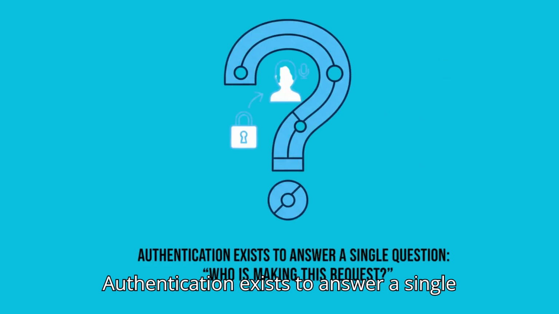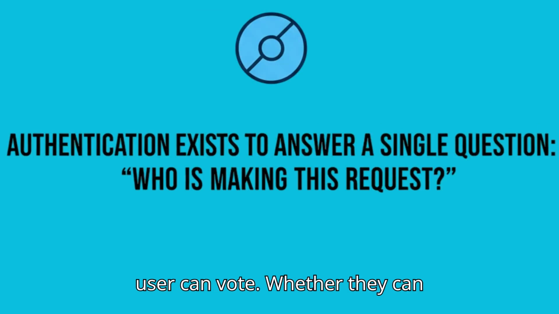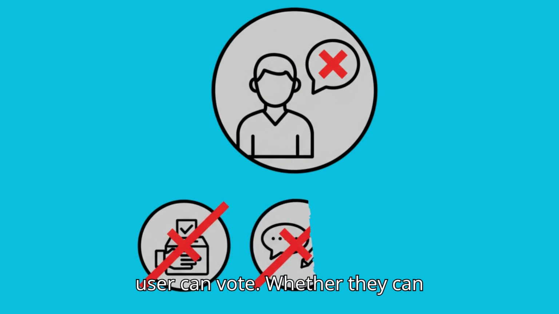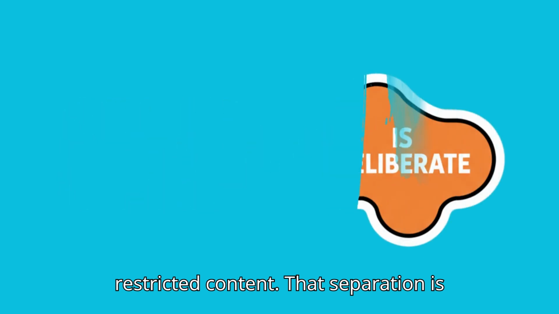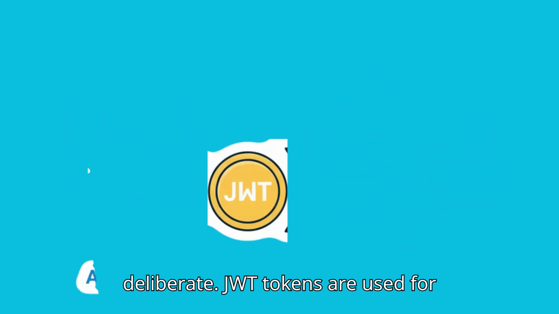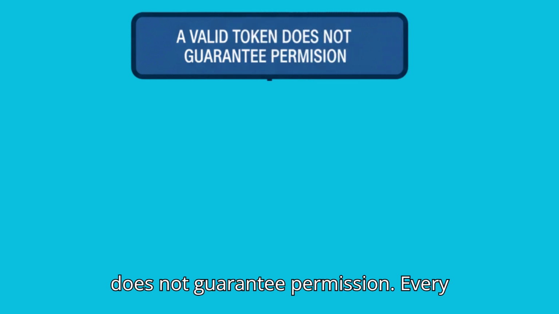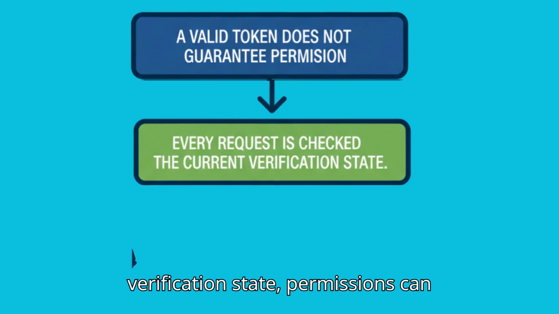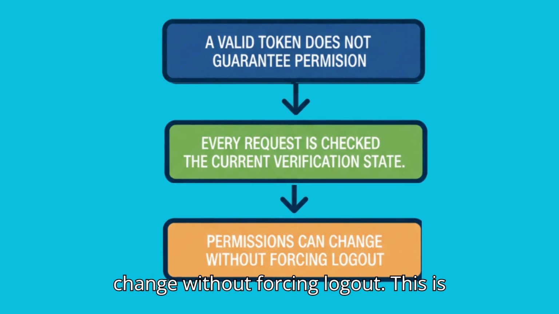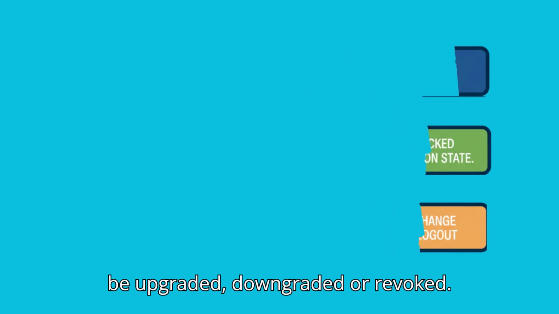Authentication exists to answer a single question: who is making this request? It does not answer whether the user can vote, whether they can comment, whether they can engage with restricted content. That separation is deliberate. JWT tokens are used for authentication, but authorization is evaluated separately on every protected action. This means a valid token does not guarantee permission. Every request is checked against the current verification state. Permissions can change without forcing logout. This is critical for systems where identity can be upgraded, downgraded, or revoked.